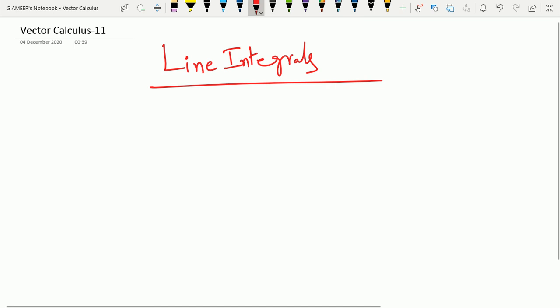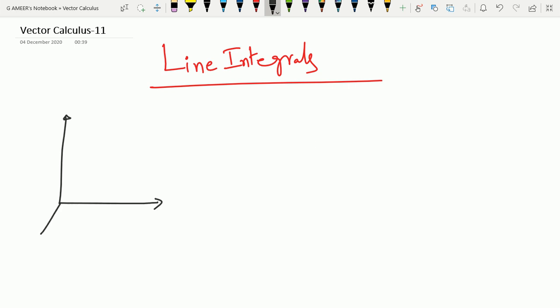Let us say I have a curve. I'm taking a coordinate system, the very well known x-axis, y-axis, z-axis, and let's say this is the origin. Then I have a curve which joins the points A and B. So I can have the position vector of A and the position vector of B. Let's say I'm taking a point P here.